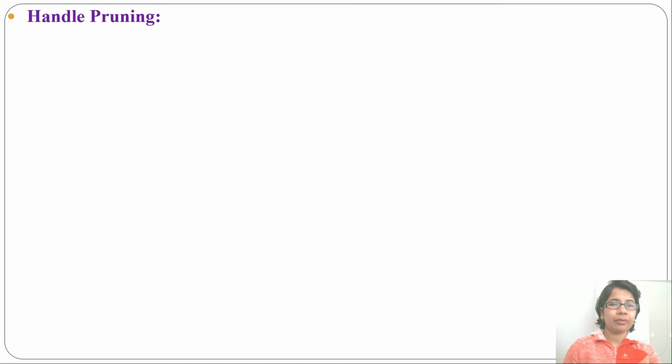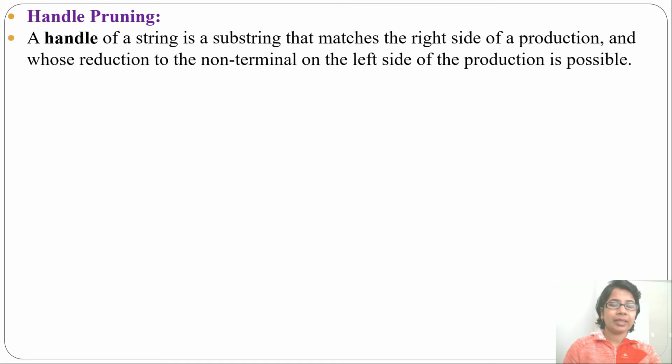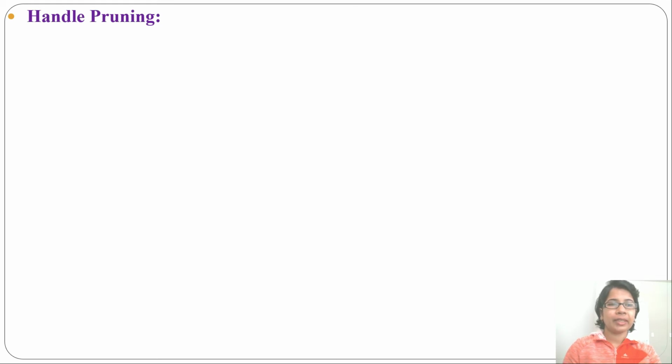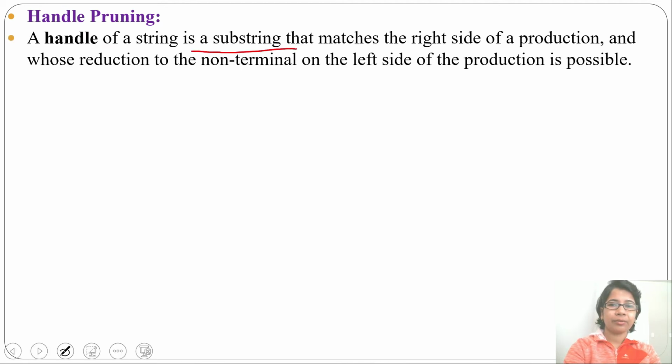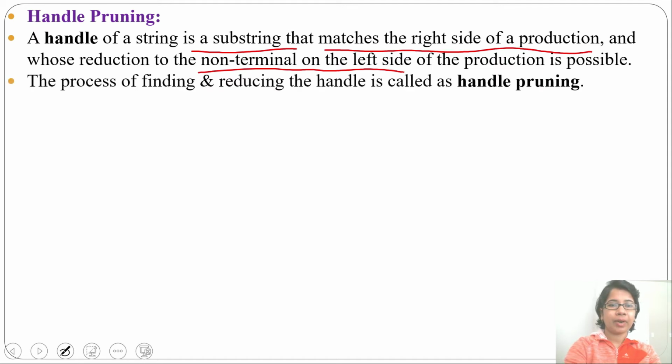For handle pruning, we should first understand what a handle is. You can say a handle is the RHS that matches our string. A handle is a substring of the RHS that matches the grammar. The handle of a string is a substring that matches the right side of a production, and we reduce that right side to the non-terminal on the left side of the production. That is called a handle. I will explain with an example. Then what is handle pruning? The process of finding and reducing the handle is called handle pruning.